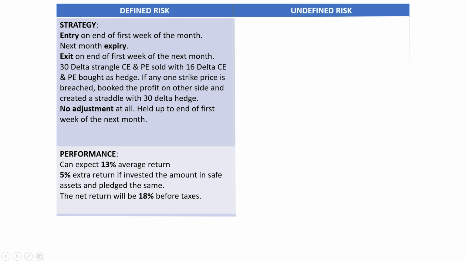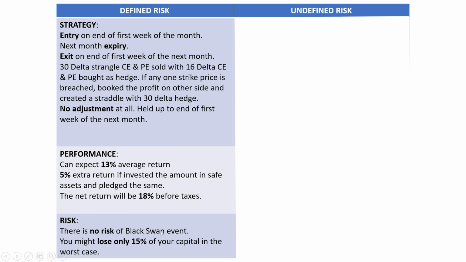Okay, so is there a black swan event risk? No, the defined risk strategy will not have a black swan event risk. You might lose only up to 15% considering the worst case. I'm talking about the worst of worst case. So you might lose 15% with this strategy.